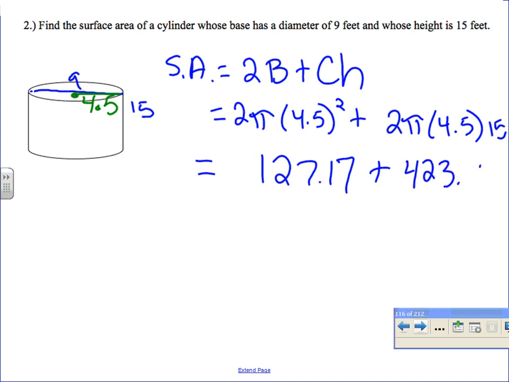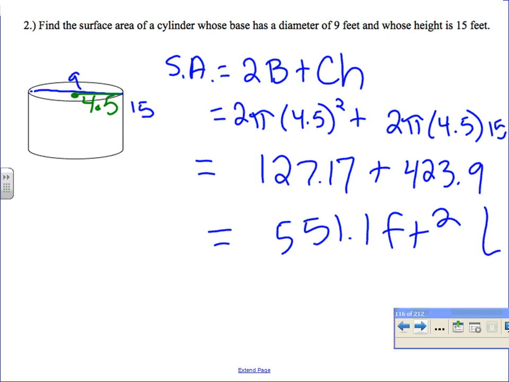Good, 423.9. So from there, add them together. Abigail, what's the total surface area? Is it 0.1? Okay, I'm just going to round it to 0.1 feet squared. But your answer's fine. You don't have to change it. So it's our total surface area. Neil? 251.2. Okay. Any questions on that?